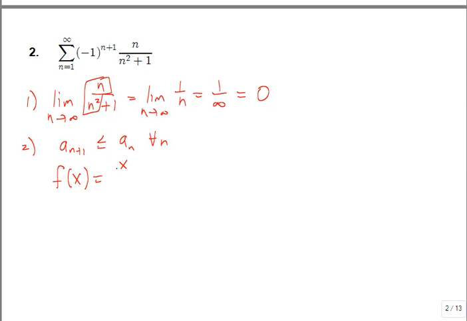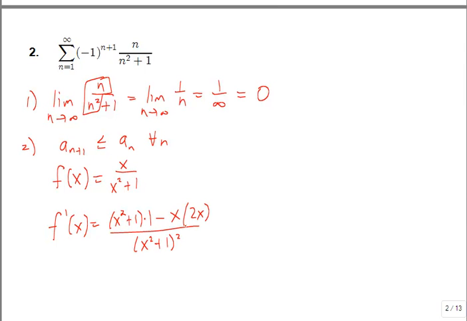and let f of x be x over x squared plus 1. And if this function f is decreasing, then its derivative would be negative. So I'm going to take a look at the derivative, and I'm just going to use my quotient rule. So the derivative of the bottom times the derivative of the top, low d high, minus high d low, the derivative of the bottom would be 2x, over the bottom squared.